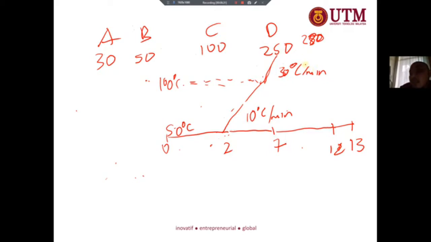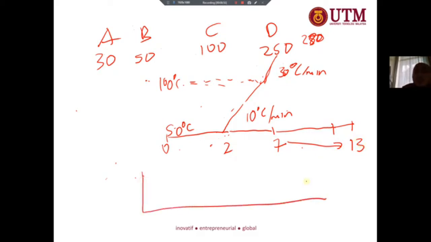5 minutes. If, for example, I set up to 280, because of the rule of the oven, we need to set up 20 to 30 degrees more than our last analyte. So I chose 280, so it will take about 6 minutes. So from here to here, it will take about 6 minutes. So in 30 minutes, you will finish your analysis.